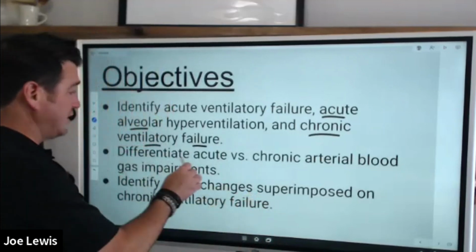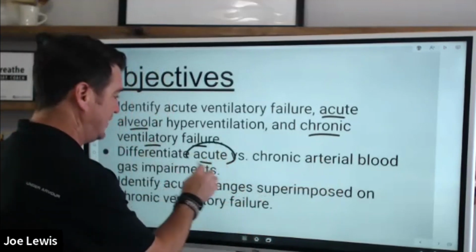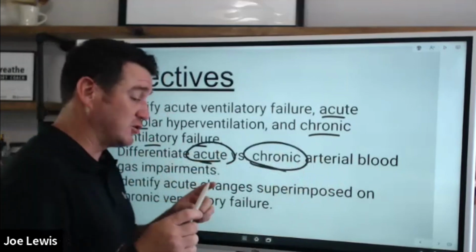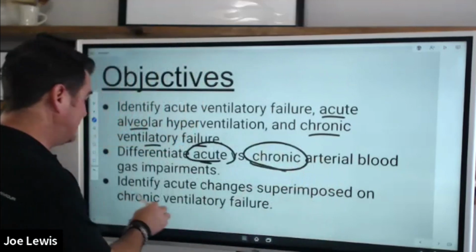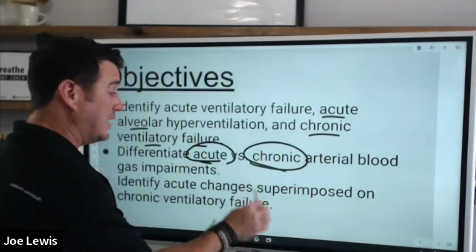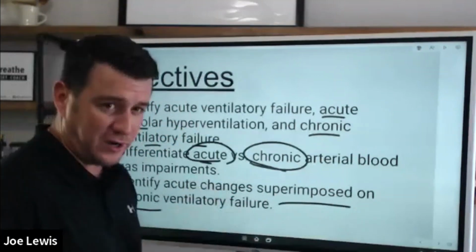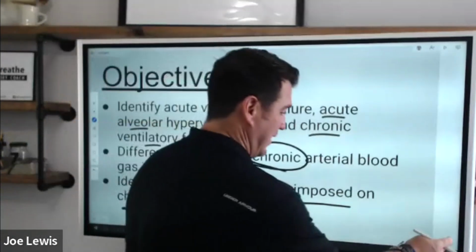From there, we're going to differentiate acute versus chronic arterial blood gas impairments. We've got to be able to tell the difference between acute and chronic. You have to, so that we make the proper clinical decisions for our patients. And then identify acute changes when they become superimposed on chronic ventilatory failure. These are the keys and the objectives that hopefully you walk away with at the end of this.